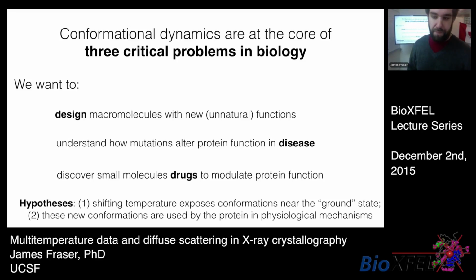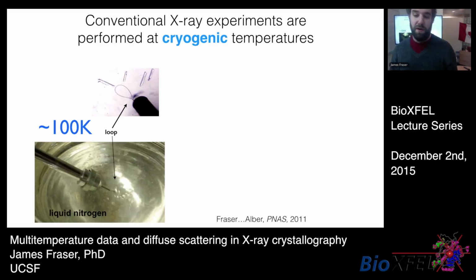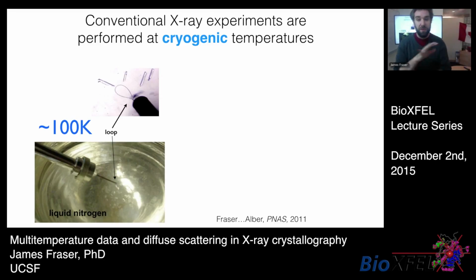So conventional X-ray experiments, not X-ray free electron laser experiments, but conventional X-ray experiments at synchrotrons or home sources, are performed at cryogenic temperatures. So the first thing we do as crystallographers is pick up our crystal and dunk it into liquid nitrogen. And there are really good reasons to do this. One, it makes shipping the crystal much easier. Two, it protects against radiation damage. There are also some downsides to this, as we'll see.